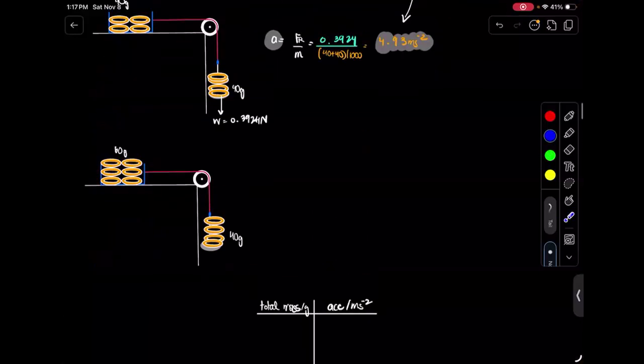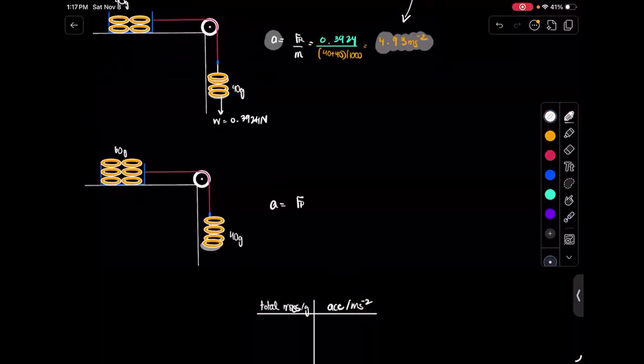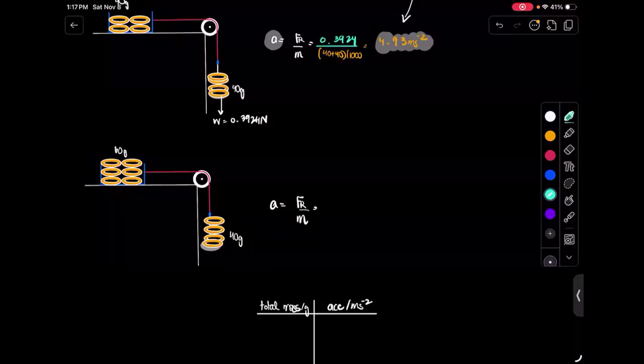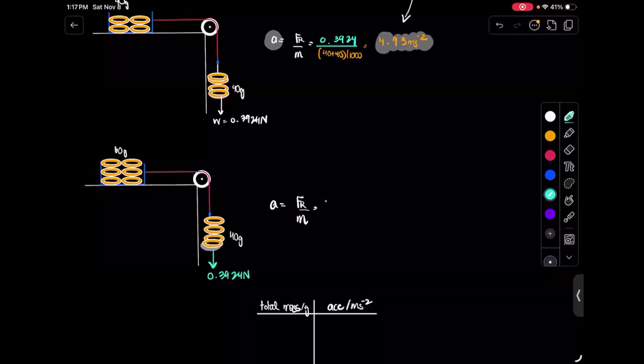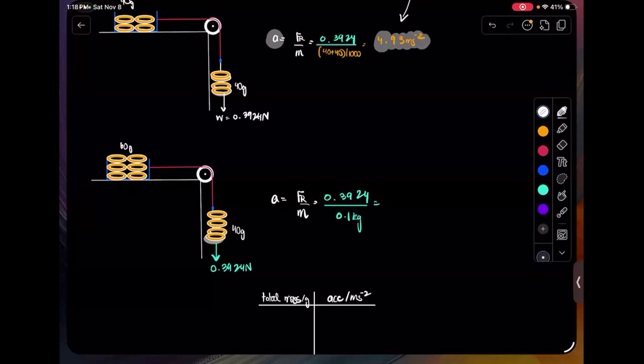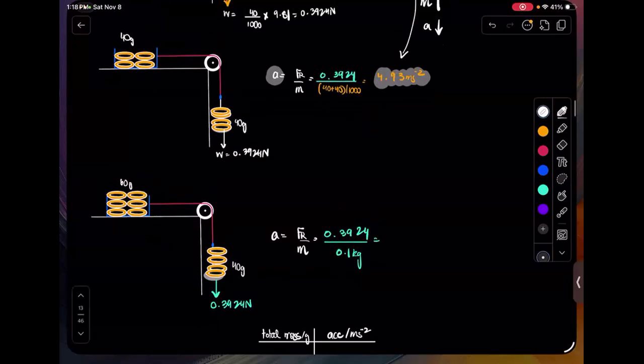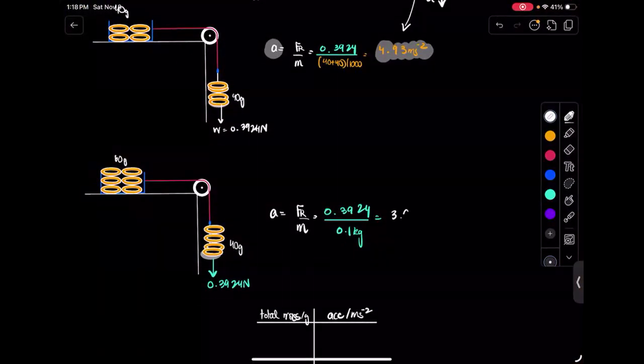Let's check it out. Acceleration is equal to Fr over m. What is the resultant force? It's still the same because the driving weight is still the same. 0.3924 Newton. 0.3924 divided by, what's the mass now? It's 40 plus 60. So that's 0.1 kg. 100 divided by 1000. So 3.94 m/s². And here it is again.